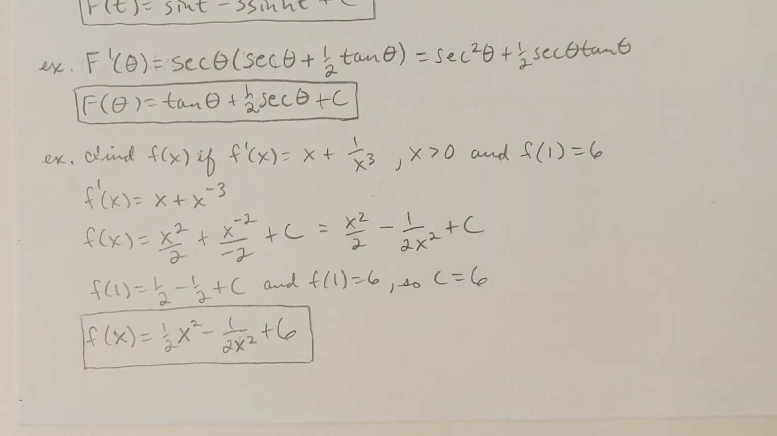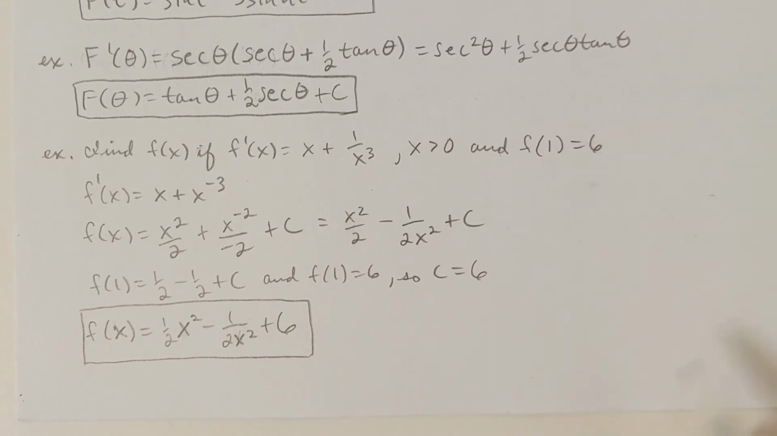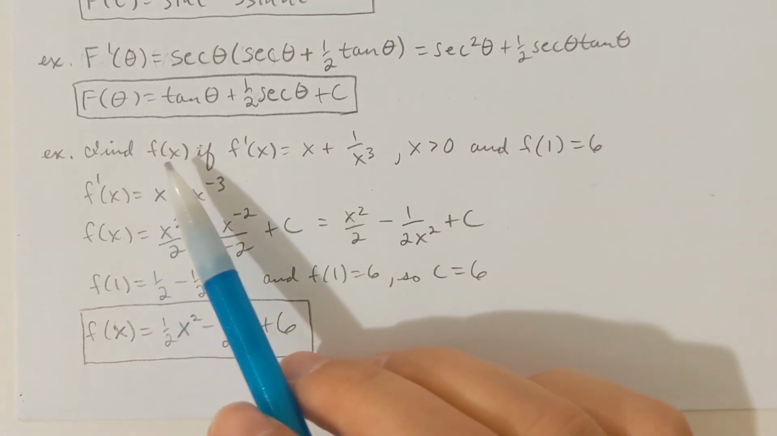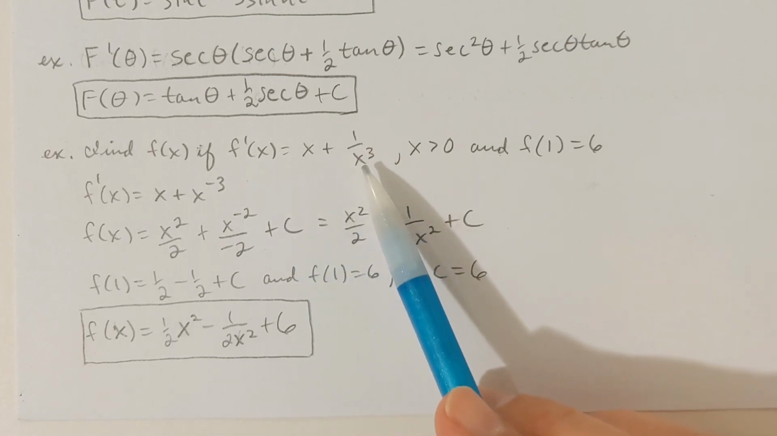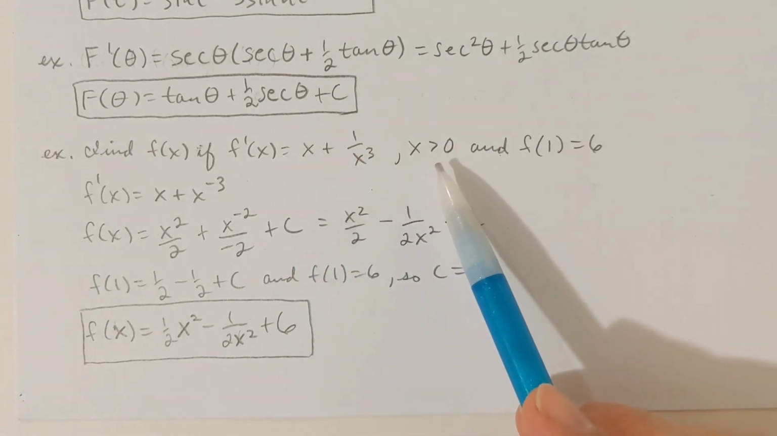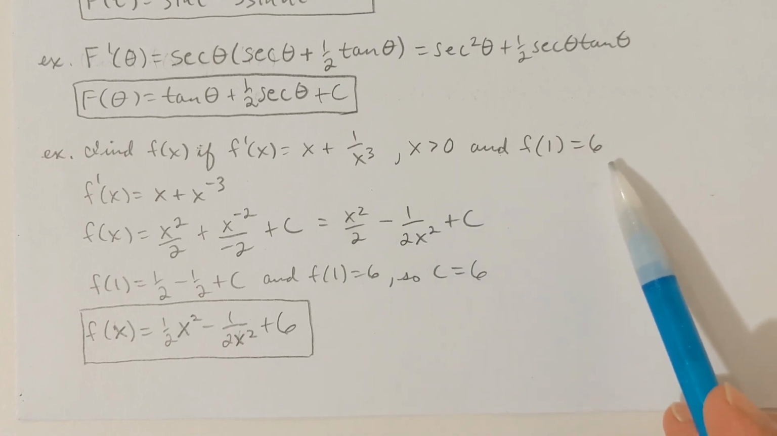So again, derivatives are not going away completely. We still have to know that stuff, but this is a new topic. Let's take a look at another example. Find f of x if f prime of x is x plus 1 over x cubed, and x is greater than 0 and f of 1 is 6.